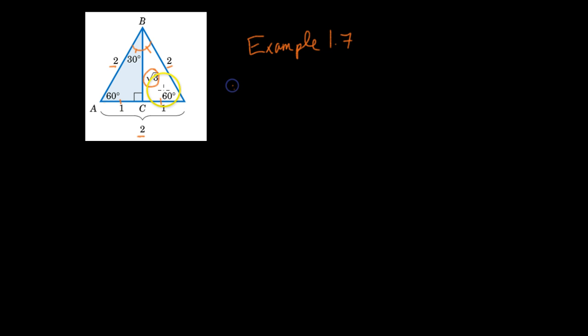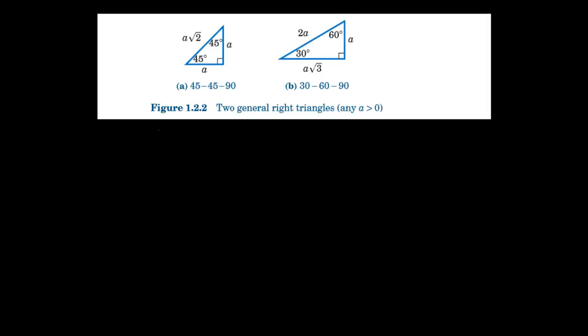We can find the square root of 3 by using the Pythagorean theorem. If I call this side a, we have 1 squared plus a squared equals 2 squared. So a squared is equal to 4 minus 1, which is 3. So a is equal to the square root of 3, and you can go from there. This is a special 30-60-90 triangle. This is also example 1.7, so please read that example. And these are the general formulas for the two special triangles, the 45-45-90 and the 30-60-90.